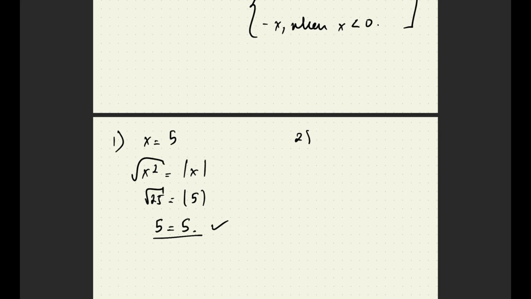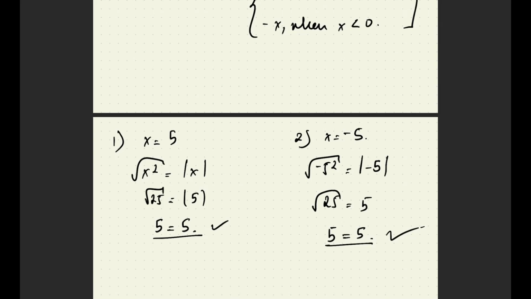In the second case, we had x equals minus 5. So now let's plug minus 5 into this new statement we have. We say that the square root of minus 5 squared should equal the absolute value of x, and x is minus 5 in this case. So minus 5 squared is minus 5 times minus 5, which gives me positive 25. And the absolute value of negative 5 is just equal to positive 5. So now finally we have the square root of 25, which is 5, equal to 5.